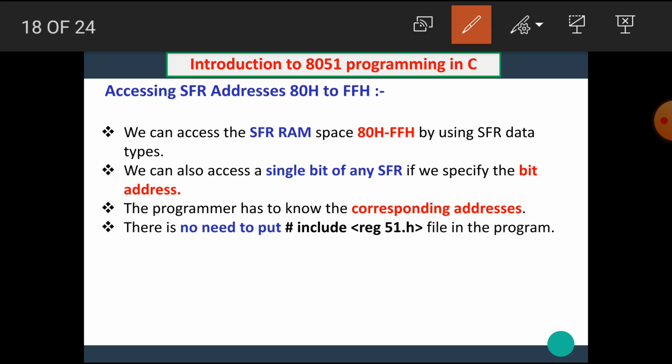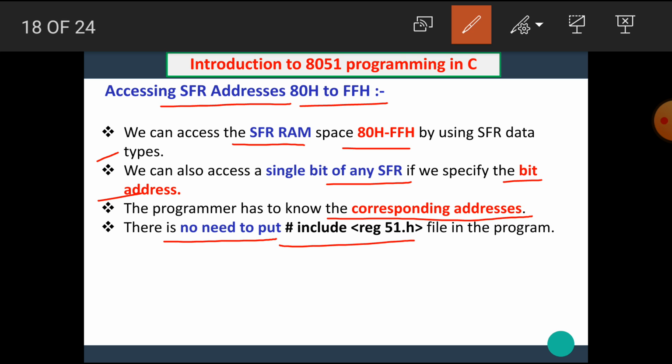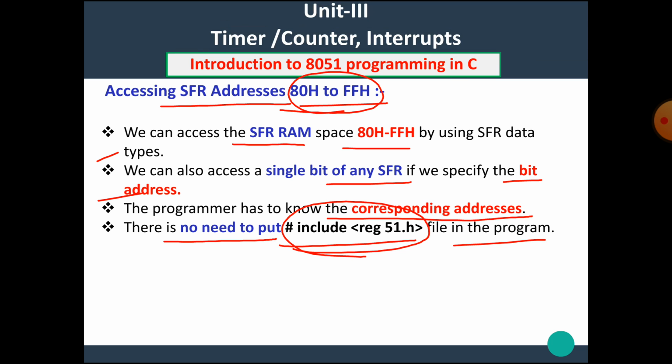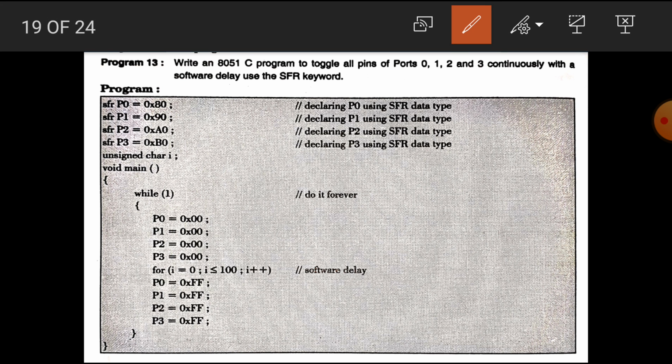The next type is accessing SFR addresses 80H to FFH. We can access the SFR RAM space 80H to FFH by using SFR data types. We can also access a single bit of any SFR if we specify the bit address. The programmer has to know the corresponding addresses. There is no need to put the #include reg51.h file in the program. That means when we access SFR addresses 80H to FFH, then we don't need to write this line #include reg51.h. Let's see the example here.